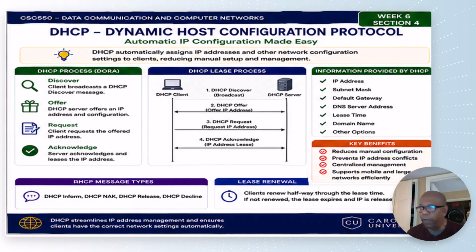DHCP, Dynamic Host Configuration Protocol. DHCP automatically assigns IP addresses and other configuration settings. Okay, so we kind of talked about this a little bit. The key thing is automatically. That's what we're basically harping on: when something gets added to the network, whether that's a printer, a computer, an iPhone, or an iPad, we want to be able to directly assign an IP address to that.